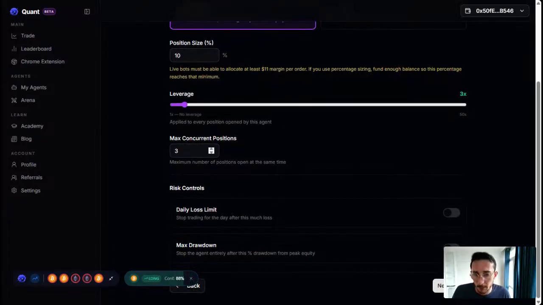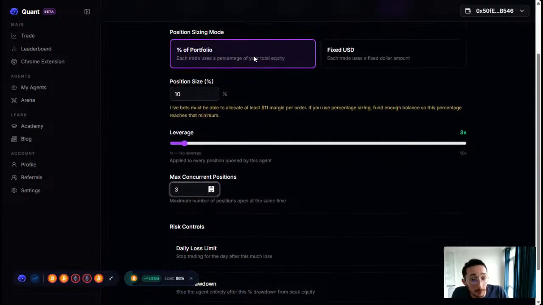And then max concurrent positions. That's the number of positions I allow my bot to have at the same time. So if you calculate, if you put 10% of your portfolio into a trade, you can have a maximum of 10 positions open at a time. But that's a bit aggressive, so I'm going to go with 5, which is very aggressive as well. So maybe I'm going to go with 4, actually.